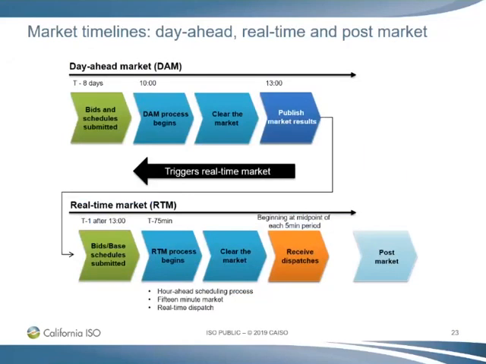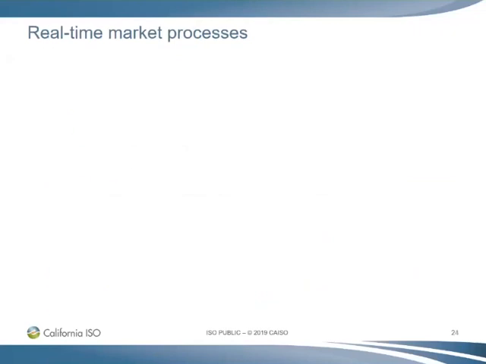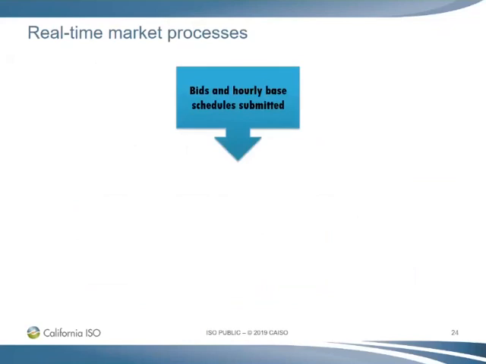Now we'll take a look at the real-time market timeline. There are three main timelines in the real-time market. Bids from all market participants and base schedules from the Energy Imbalance Market are submitted 75 minutes before each trade hour. These bids are used in the hourly processes for intertie transactions, the 15-minute market, and the real-time dispatch, which occurs every 5 minutes. The real-time market fine-tunes the flow of electricity to follow fluctuations in supply and demand.